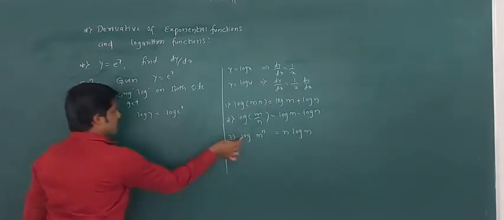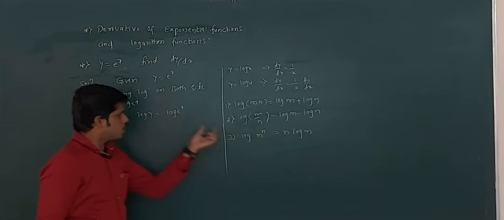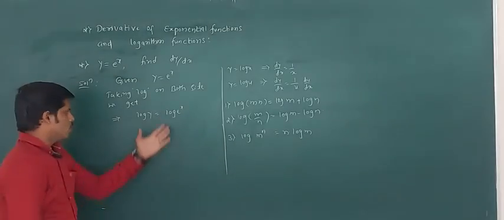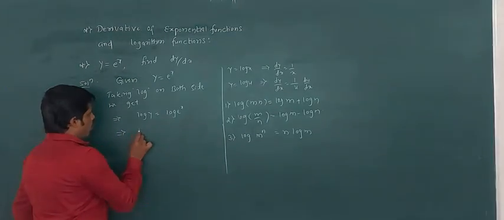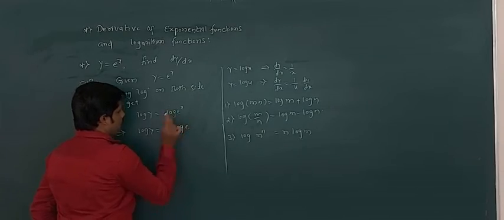Comparing these two, log e to the power x and log m to the power n, in place of e we have m, and in place of n we have x. So this can also be written as log y is equal to x into log e.